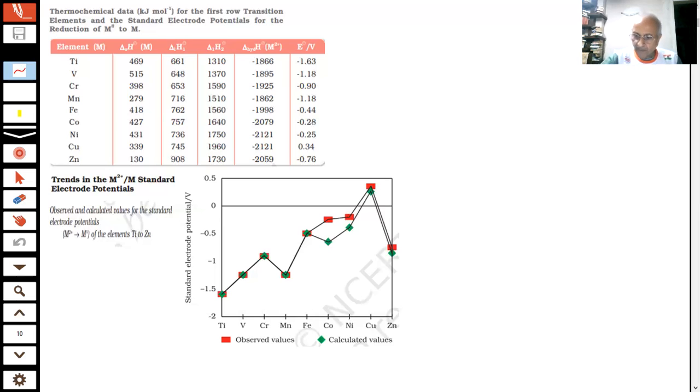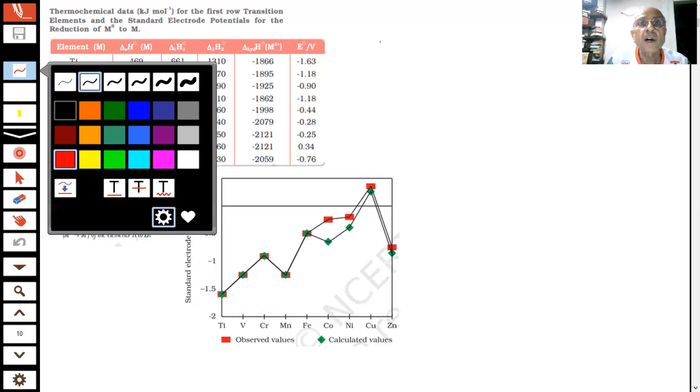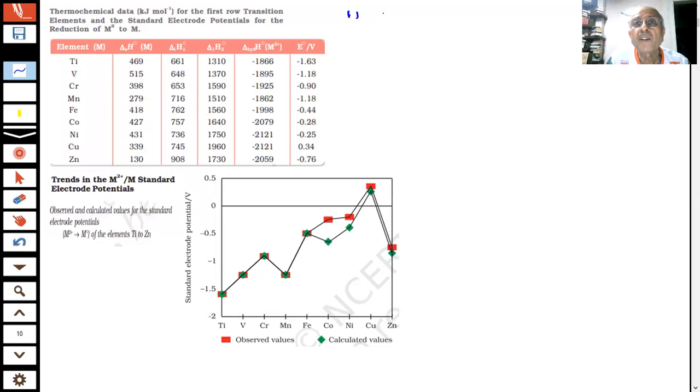All right, students. First thing I have to learn. See, I have already given some idea to you, students. What idea have I given? What is standard electrode potential?